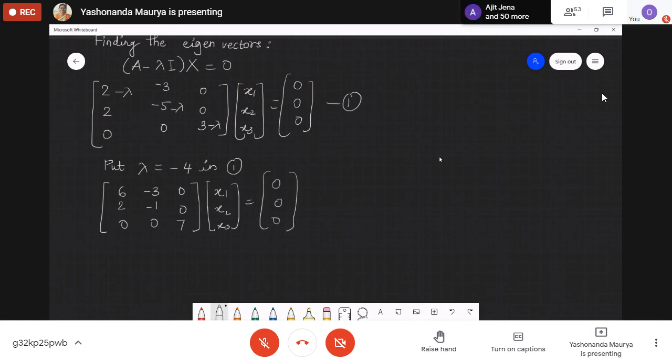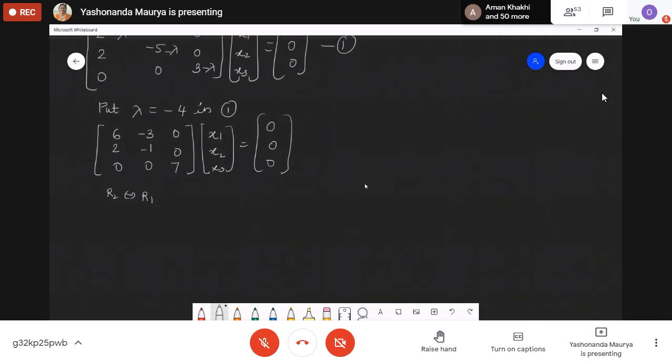Okay, so see over here, we can simplify this expression. I can switch over here. R2 can be interchanged with R1. And one more thing, in order to solve the system of equations, we will be only using the row transformations, not the column transformations. Okay. It will be 2 minus 1 0, 6 minus 3 0, 0 0 7.